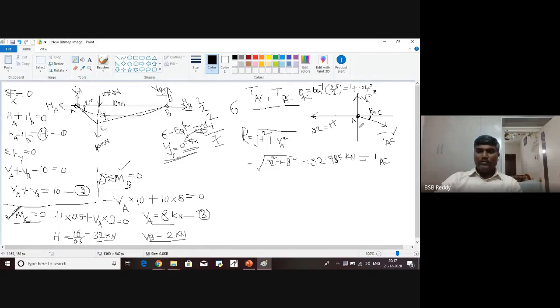Now you apply equilibrium equations because A is in equilibrium. Particle A is in equilibrium. So sigma Fx equals 0.